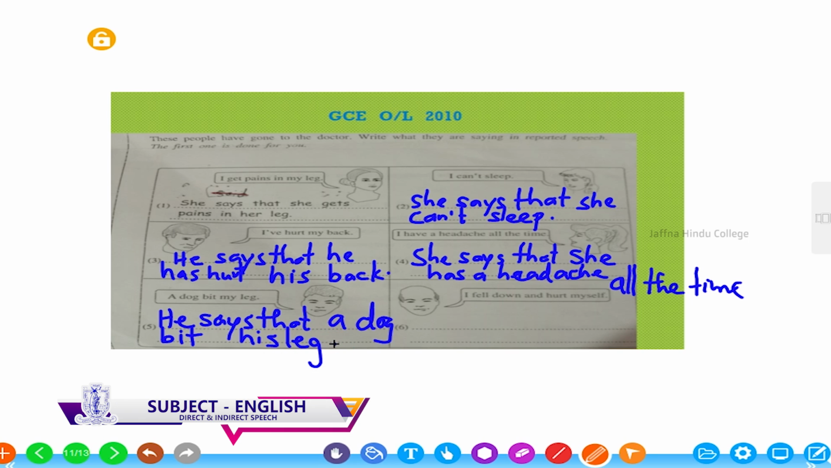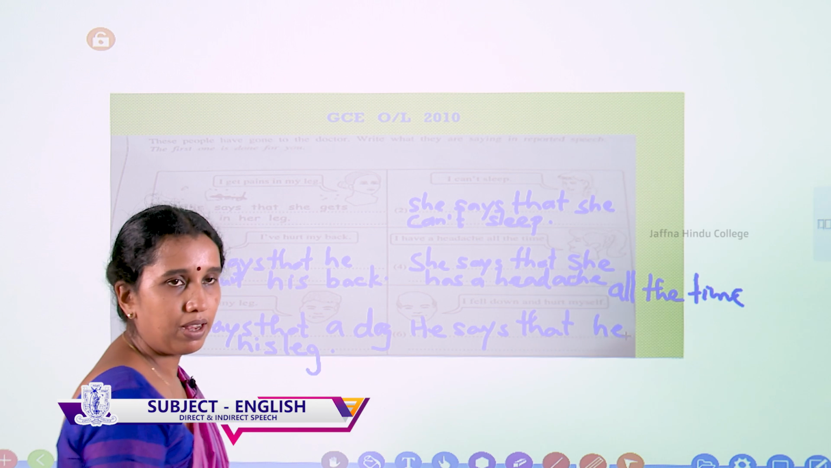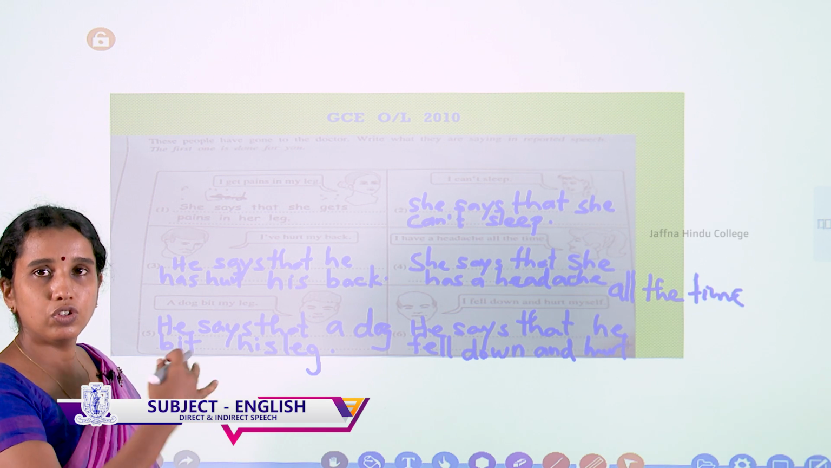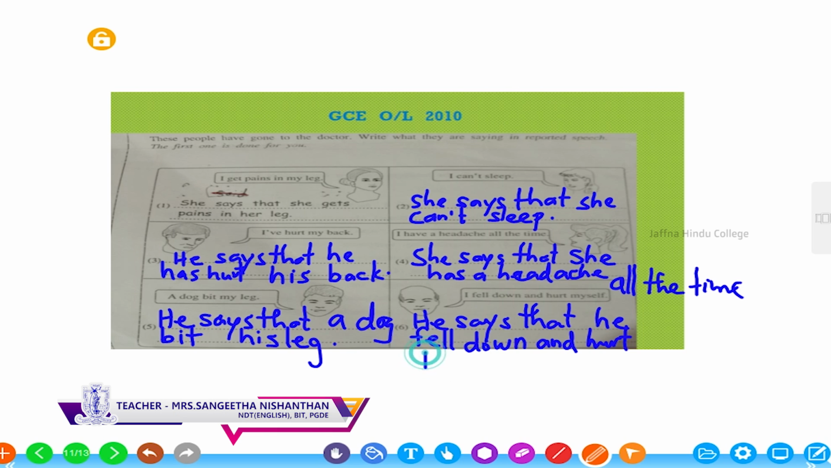The last one, he says that the subject change as he fell down, it is in past tense, so it should remain the same. He fell down and hurt. The reflexive pronoun myself denotes him, so we should change it as himself.